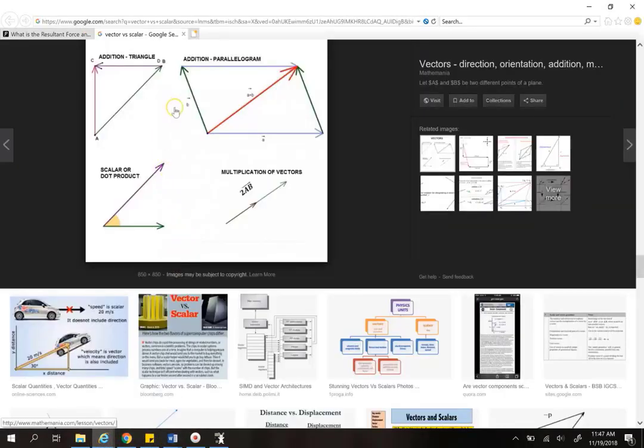So here's just a visual. This is what we did in the other lesson, and this is what we're doing in this lesson. So we have our vector, and in between is going to be the magnitude.